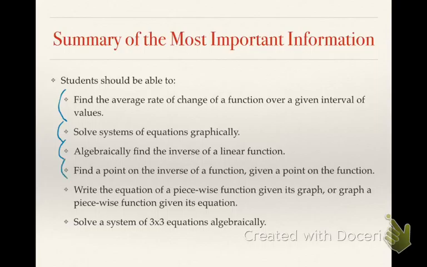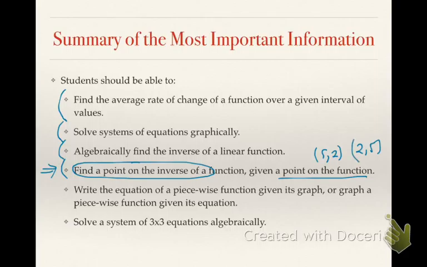Given the function, find the inverse. Given a point on the function, give the point on the inverse. Let me say that again. Given a point on the function, find the point on the inverse. Basically switching them. So if you have 5 comma 2, you know that 2 comma 5 is on the inverse. Whew. And I don't want to re-record this video in order to change that, so my apologies.